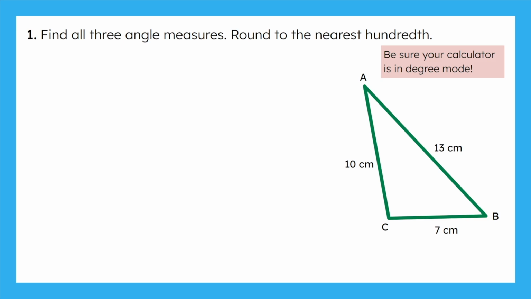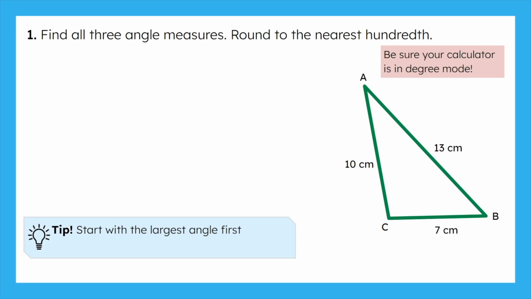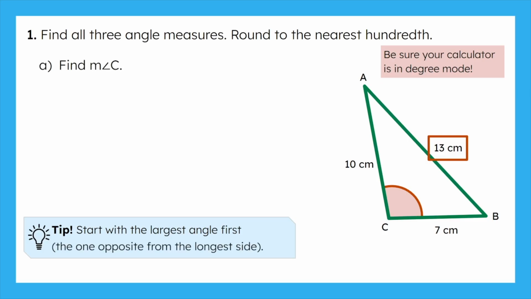Here's a hint. When all three sides are known, it's usually best to start with the largest angle. How do we know which angle is the largest? Well, it has to be opposite from the longest side, so that would be angle C. The reason for this is that in a triangle, only one angle can ever be obtuse. Depending on your triangle, the largest angle may or may not be obtuse, but finding the largest angle first will guarantee that the other two angles are acute.